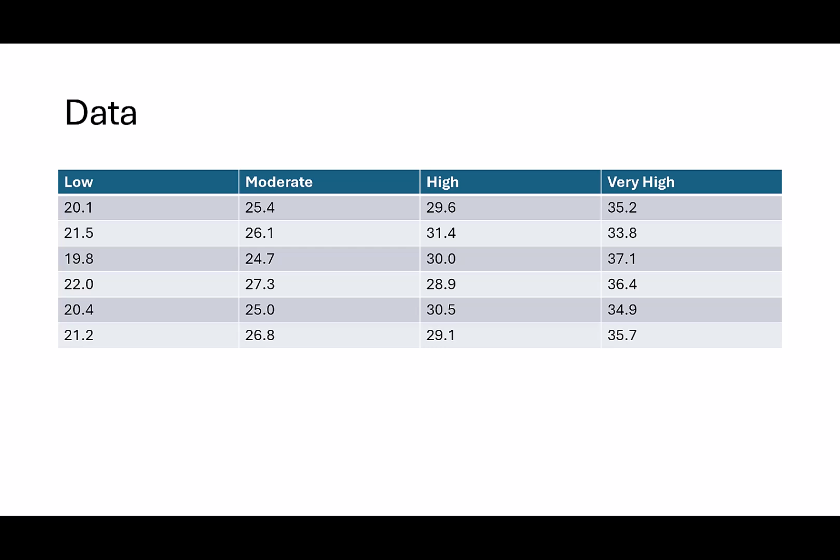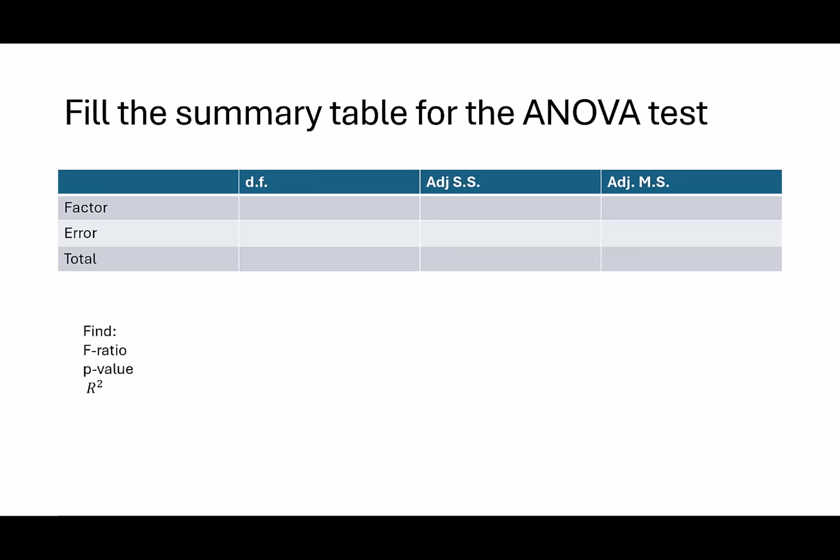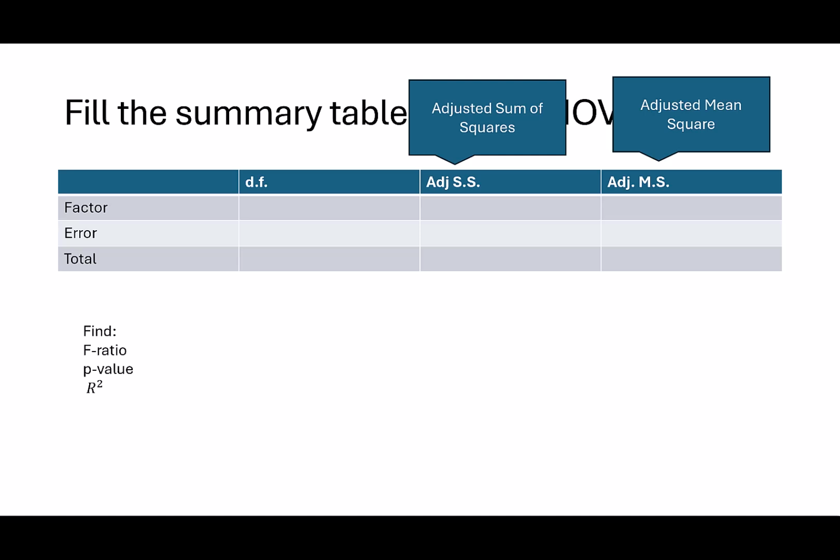We'll take the data for the low, moderate, high, very high drying times and put it into Minitab. When we're in Minitab, this is what we're looking for. We want the degrees of freedom, the adjusted SS, which is the adjusted sum of squares, the adjusted MS, which is the adjusted mean square. Then we're going to find the F ratio, the p-value, and the r-squared value.